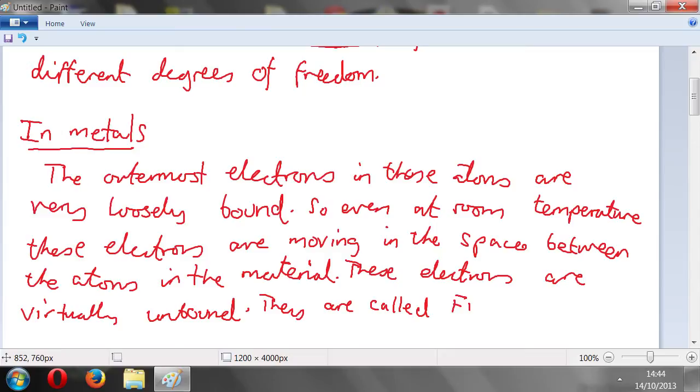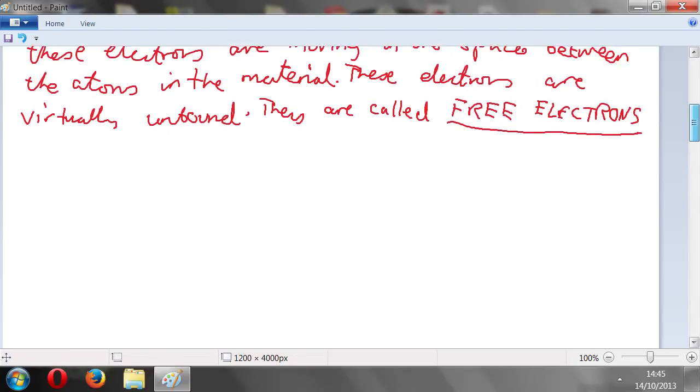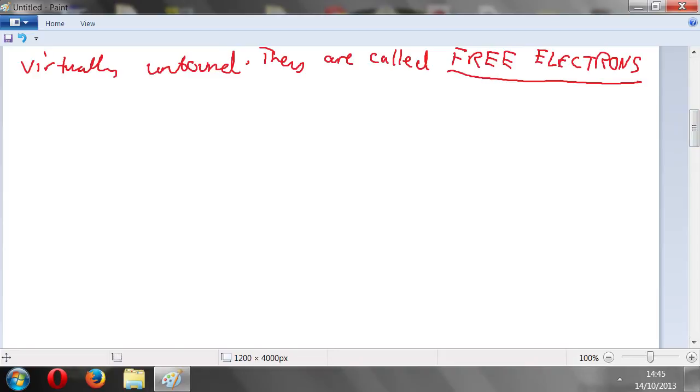I'll capitalize this because it's an important term. Free electrons. There are no restrictions on the electrons in metallic atoms. Okay, so they're free.